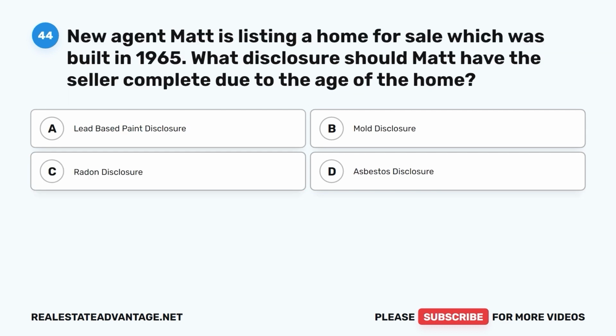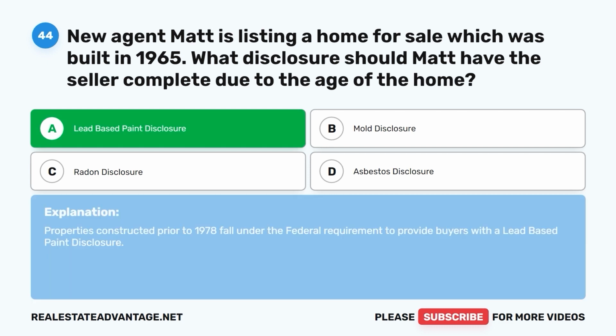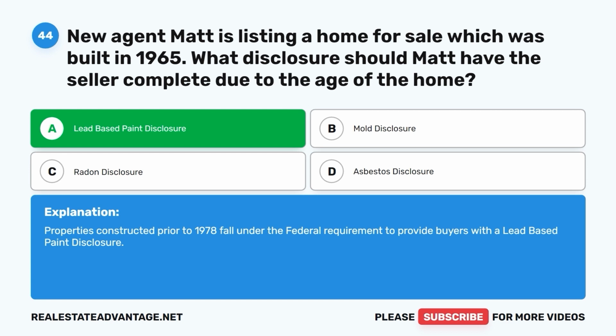Question 44. New agent Matt is listing a home for sale which was built in 1965. What disclosure should Matt have the seller complete due to the age of the home? A. Lead-based paint disclosure, B. Mold disclosure, C. Radon disclosure, D. Asbestos disclosure. The correct answer is A. Lead-based paint disclosure. Properties constructed prior to 1978 fall under the federal requirement to provide buyers with a lead-based paint disclosure.